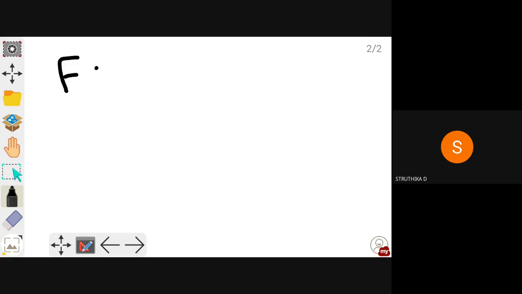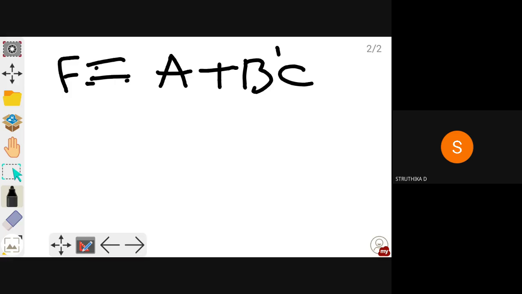So the same problem, f is equal to a plus b dash c. Now they are asking you to represent it in terms of product of max terms. So if they ask you to obtain the product of max terms, here you have to use a distributive law.